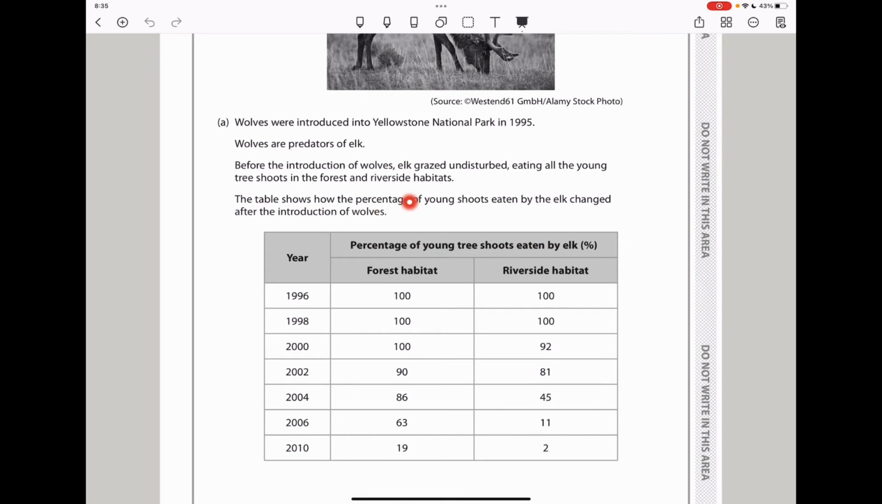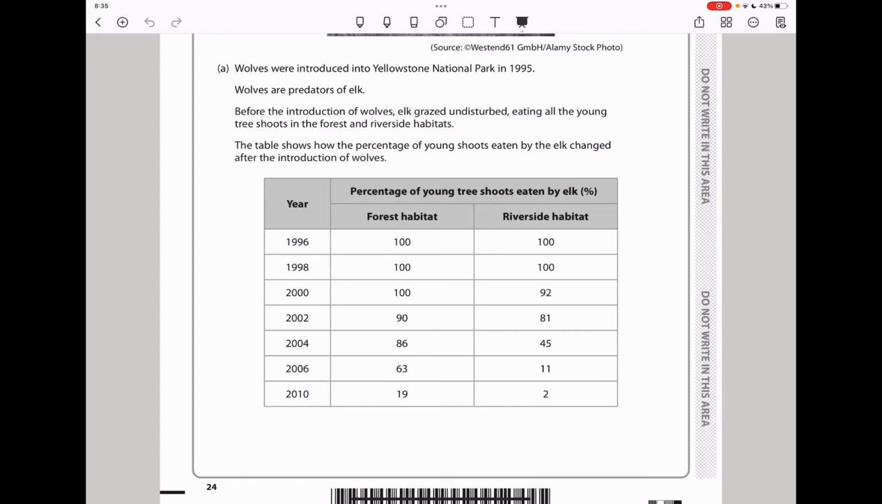The table shows how the percentage of young shoots eaten by the elk changed after the introduction of wolves. So let's see here, as the years went by, we can see the percentage of young tree shoots eaten by the elk in the forest habitat decreased, but not as much as what happened around the riverside. We can see there is a greater decrease around the riverside.